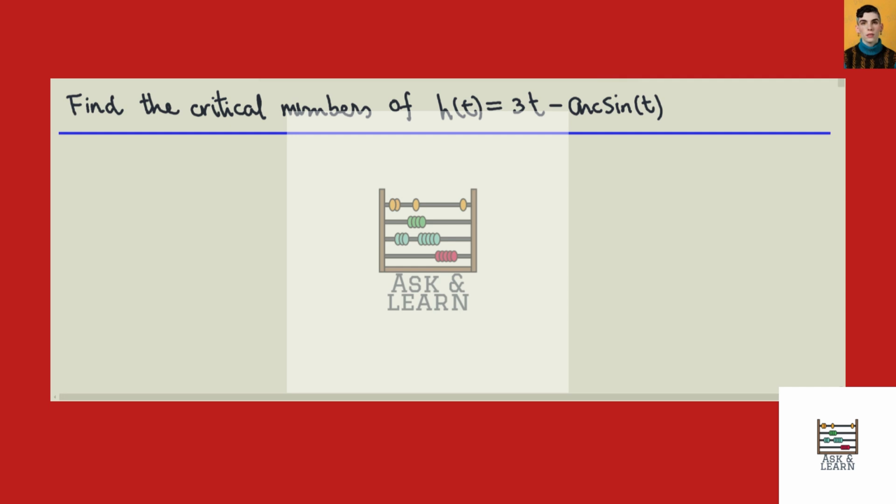We are going to find the critical numbers of the function h of t equal to 3t minus arcsine of t. So first we talk about the domain of this function. The domain of h is the values of t for which 3t and arcsine of t are defined. 3t is defined for every real number t, but the arcsine of t is defined only for numbers between -1 and 1, including those values.